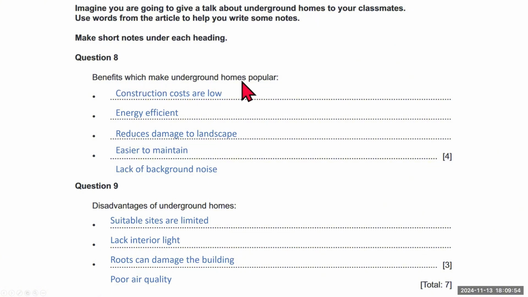Benefits which make underground homes popular. Construction costs are low. Energy efficient. Reduces damage to landscape. Easier to maintain. Lack of background noise. So just write 4 answers. You don't need to write 5 like I have done here. Then we have disadvantages of underground homes. Suitable sites are limited. Lack interior light. Roots can damage the building. Poor air quality. Again, you only need 3, not 4.